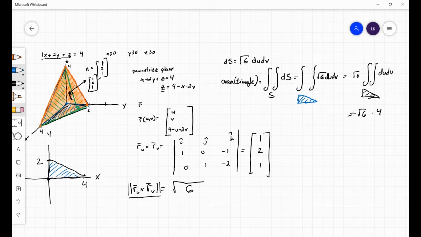Now you could do similar kind of integrals for the other 3 sides that are part of the coordinate planes. I mean, that's not necessary, but the surface area of the tetrahedron then would be the area of the 3 sides in the coordinate planes. So that's going to be 4 plus 8 plus 4, and then plus the area of the front-facing triangle, which we discovered to be square root of 6 times 4.